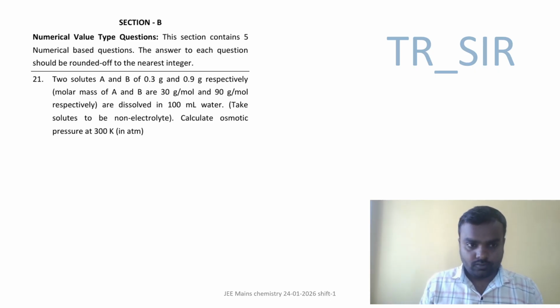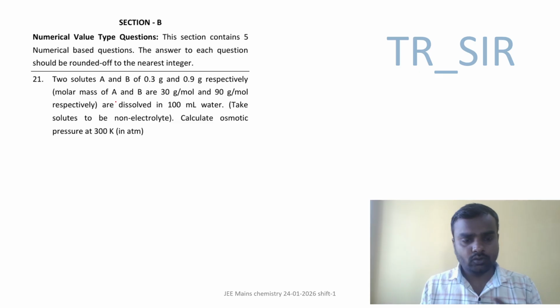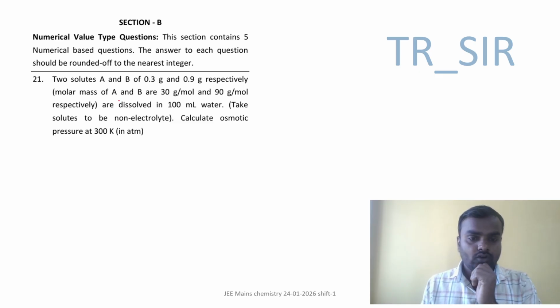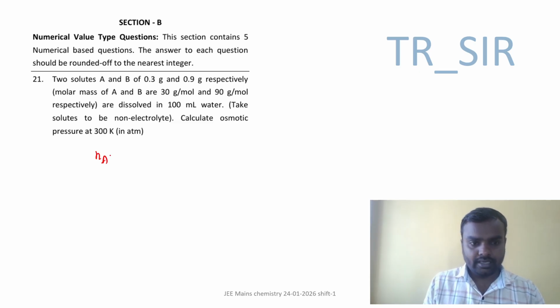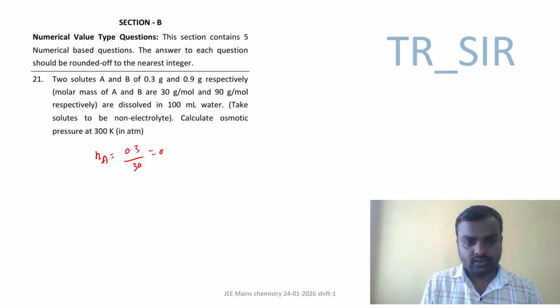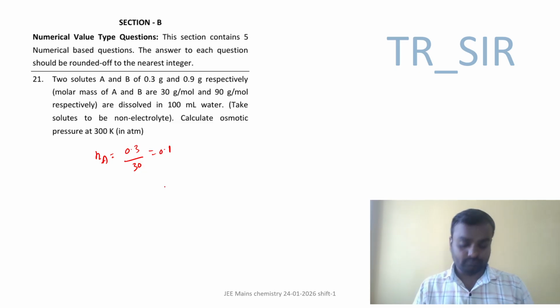Now the numerical type answer we have. Two solutes A and B, they gave 0.3 gram and 0.9 gram respectively. Molar masses 30 gram and 90 gram are given, dissolved in 100 ml of water. They are asking to calculate the osmotic pressure. So number of moles of A is how much? 0.3 by 30 only.